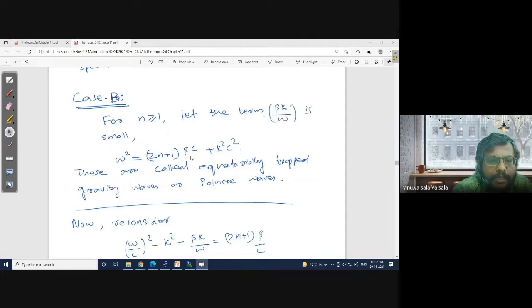This dispersion relation comes very close to omega square equal to kh tanh kh plus k square h square, or some relation you might have studied in your wave dynamics. So this is coming quite close to that. These are very high frequency planetary waves. These are called equatorially trapped gravity waves, or Poincare waves, where the frequency is omega square equal to (2n plus 1) beta c plus k square c square.